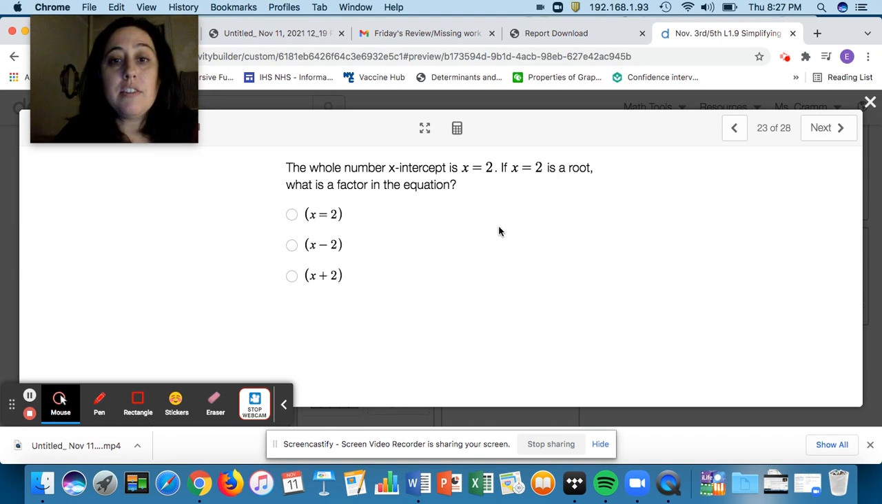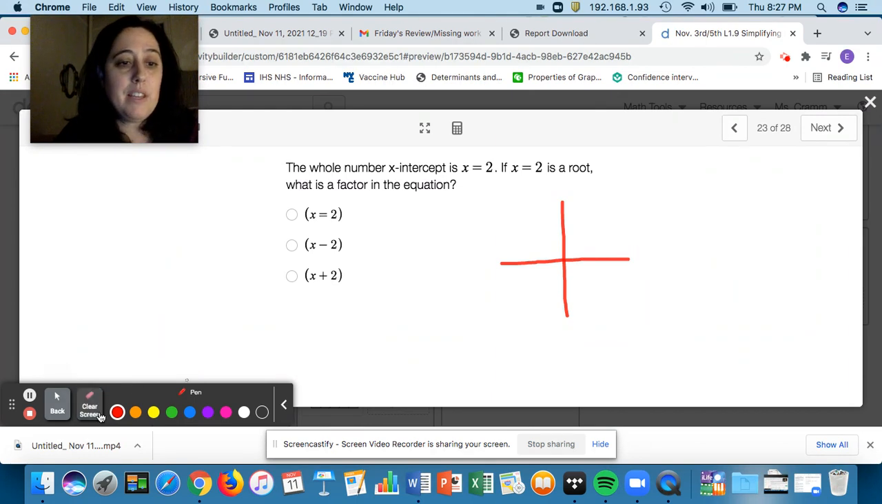The whole number x-intercept is x equals 2. If x equals 2 is a root, what is the factor? All right, so if I am thinking about a graph, I actually don't care what it is, it could even be linear. It's saying where x is equal to 2, so it just means that your function crosses your x-axis at 2. Again, it could be linear, it could be quadratic. I really don't care what type of function it is. I just care that it's an x-intercept, it crosses the x-axis at that number.